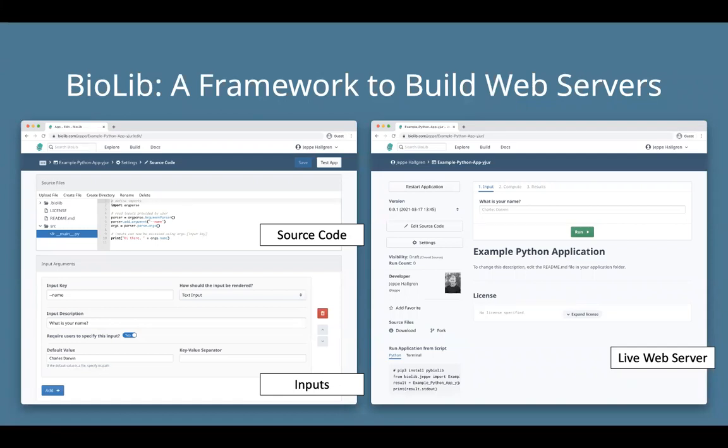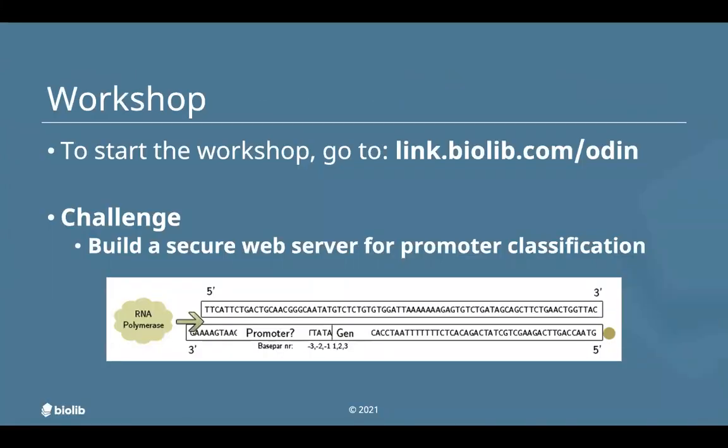I'll go much more into this. But I thought it could be fun to actually try this out in practice. So let's hypothetically say we wanted to create a web server for promoter classifications. So we want to build some kind of machine learning model specifically to predict if a DNA sequence is a promoter or not.